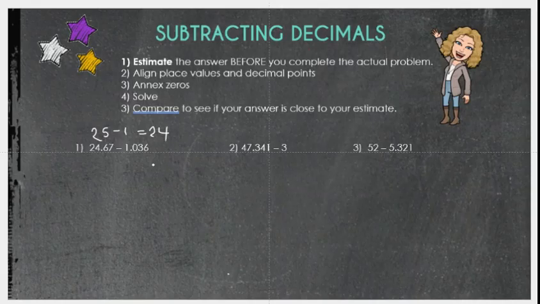Now we're going to do the same idea, line up the place values and the decimal points. So 2 in the tens place, nothing in the tens place over here. 4 in the ones place, 1 in the ones place, and add our decimal points. 6 in the tenths place, 0 in the tenths place, 7 in the hundredths, 3 in the hundredths, and then nothing in the thousandths and 6 in the thousandths.